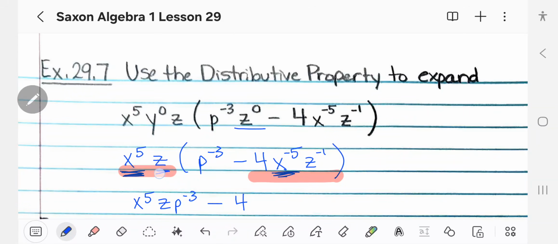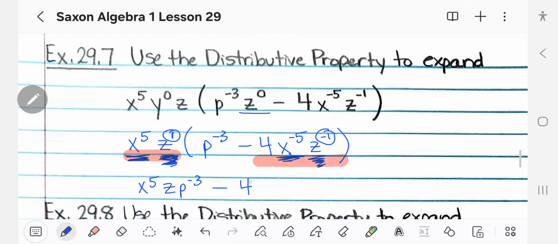Now let's look at the z's. This z right here has an exponent of a 1. And this z right here has an exponent of -1. That's going to give us z to the 0, which is just a 1 multiplied by it. So this would be our final answer.